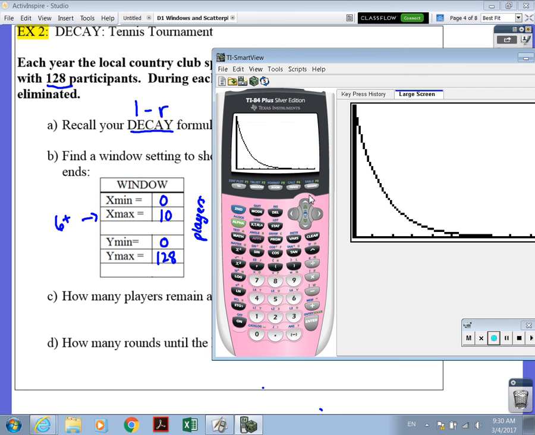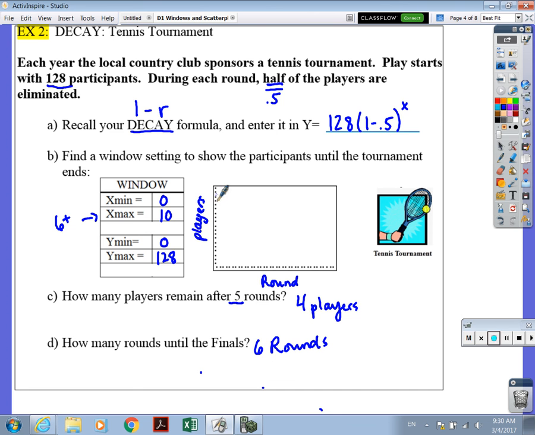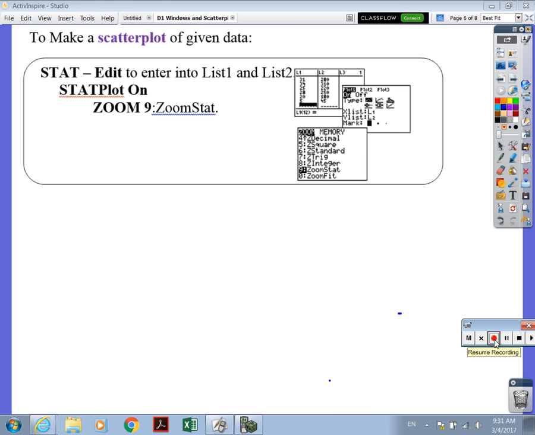So 4 players here. Always remind yourself that the goal in your window is to be able to see this graph. So the graph starts with 128 players and goes down from there, kind of in that angle down to round 6, where you're down to 2 players. Good luck.